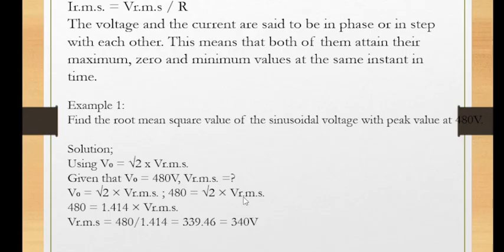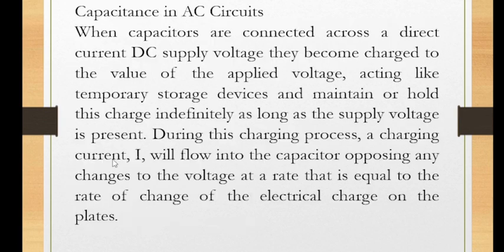So your V naught is this. Doing the right calculation, you're going to have 480 divided by 1.414, which is equal to 339.46, and that is that about getting the peak voltage.